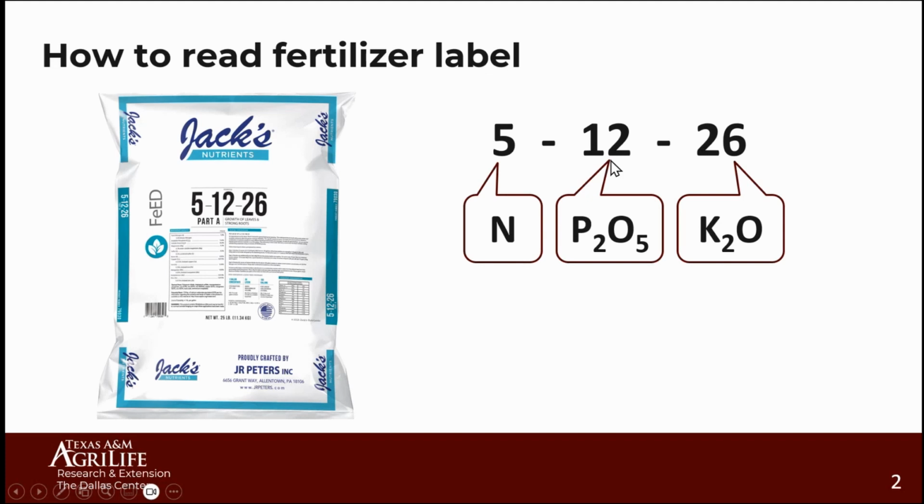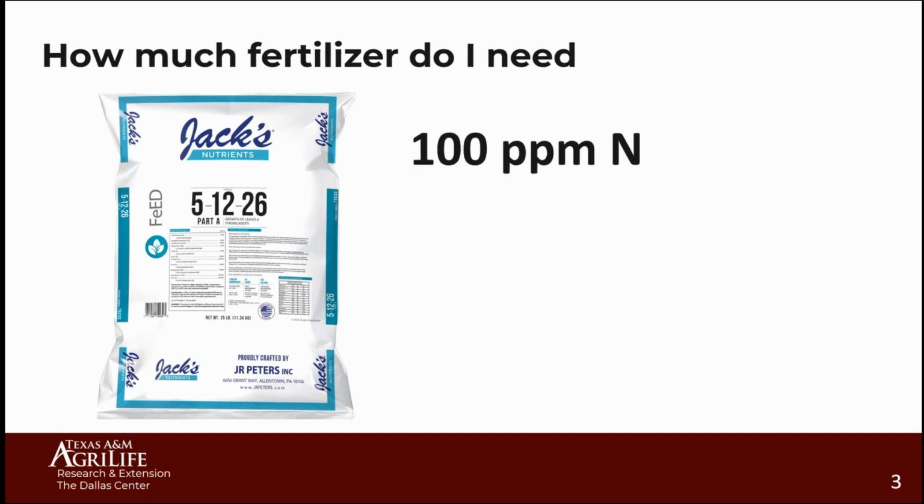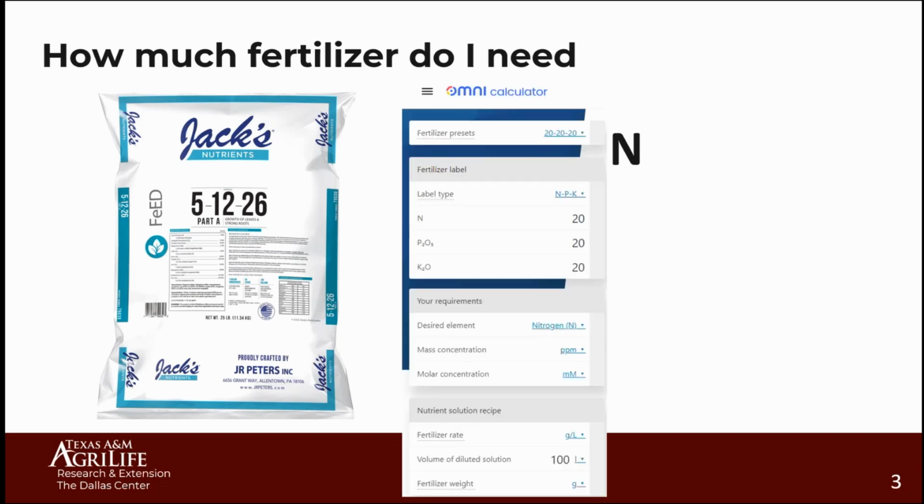So in calculation, it's a little bit tricky, but I will introduce you to some very useful tools. For example, we want to make a 100 ppm nitrogen nutrient solution. How much fertilizer do I need to make such a nutrient solution? I want to introduce you to this Omni Calculator.